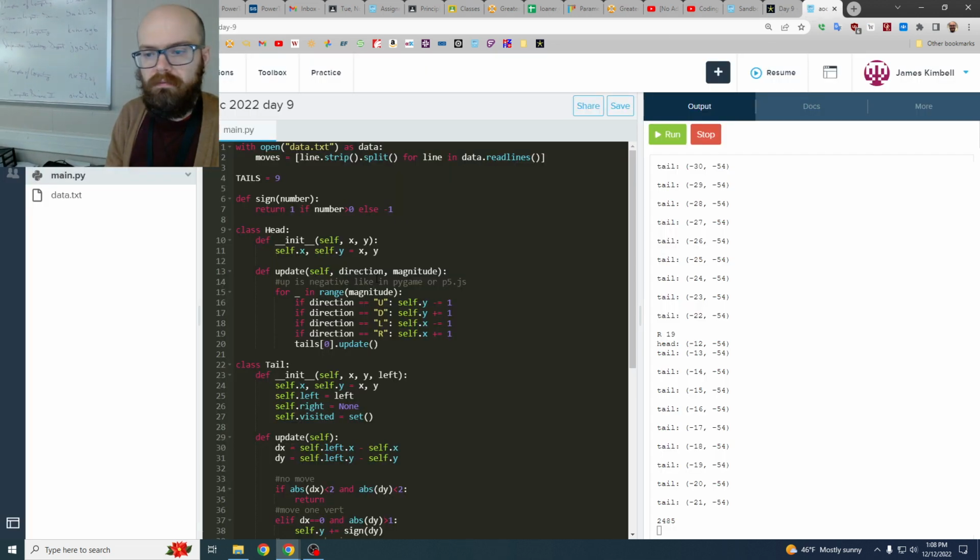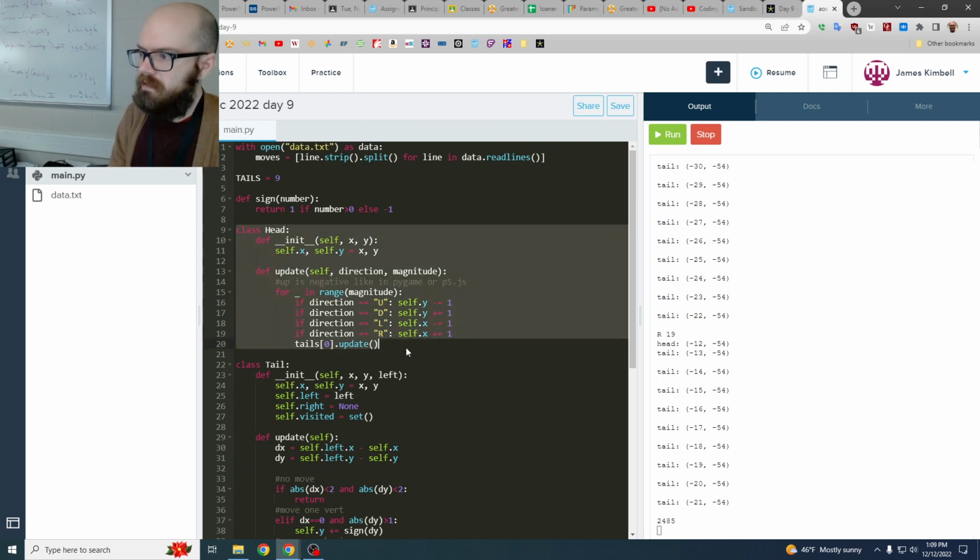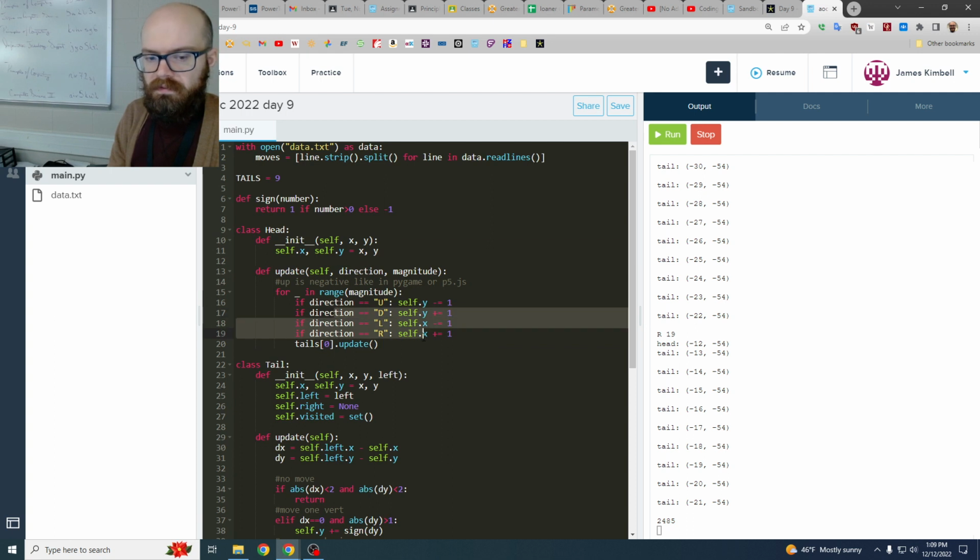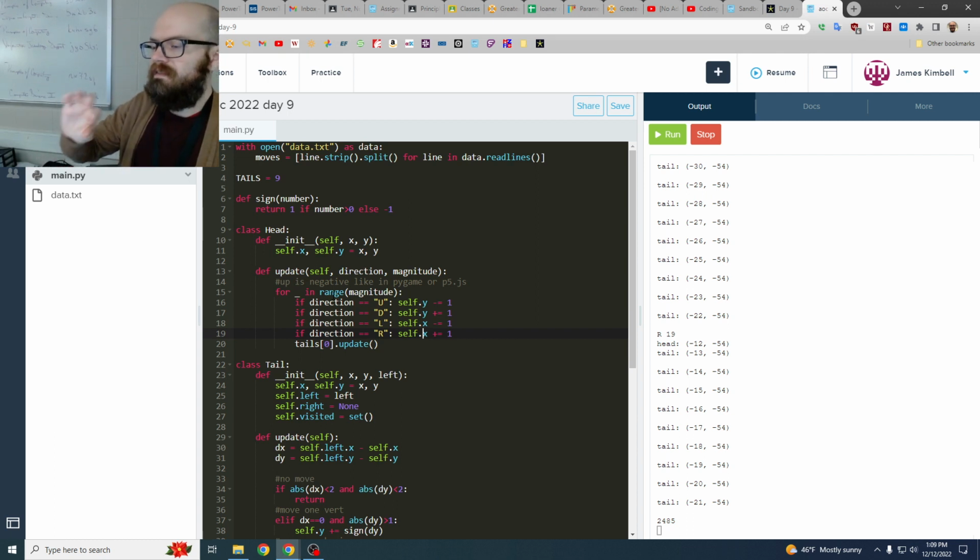And the code I wrote was surely not the shortest version. I'm betting people out there did 10 lines or something, but I set up a little head object with responses to the directions, and then unfortunately it doesn't move all at once. It's like if you tell it to go up 4, you can't just say +4. You have to say 1 and then update the tail, another, update the tail, back and forth.